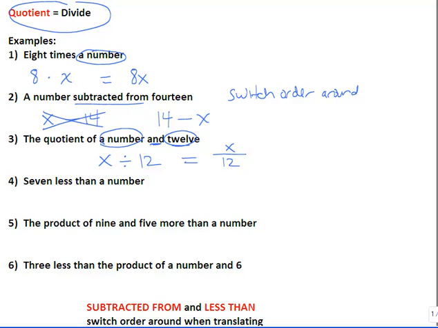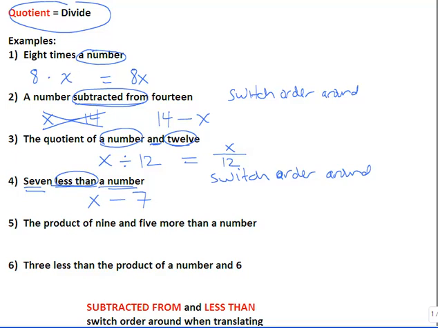Example 4. 7 less than a number. Now less than is another key word, just like subtracted from, where you have to switch the order around. So in this example, what we want to do is the 7 comes first in the sentence, but it's actually going to come second after our subtraction in our expression. And a number comes second in the sentence, it's going to come first in our expression.